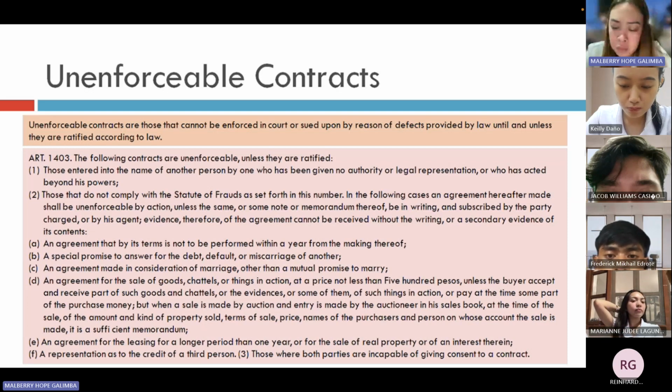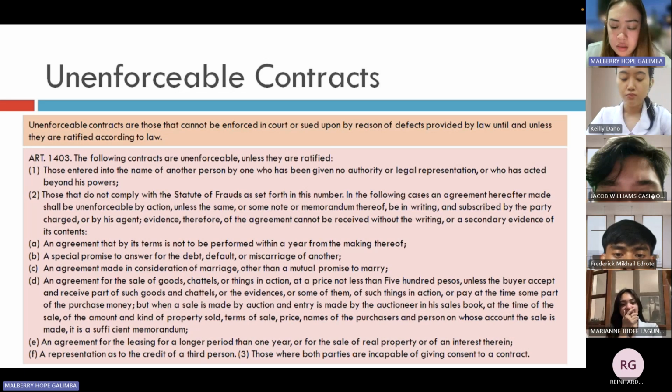As far as the third main category of unenforceable contracts, if both parties are incapable of giving consent and enter into a contract, the contract is not voidable, because both of them are incapable. If both parties incapable of giving consent to a contract enter into a contract, then the contract is an unenforceable contract.